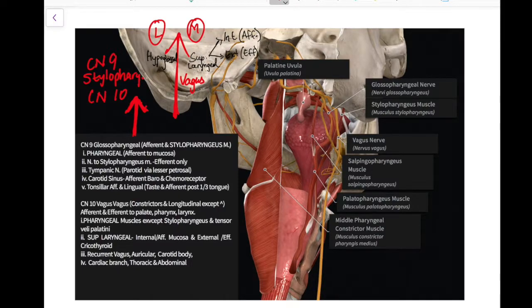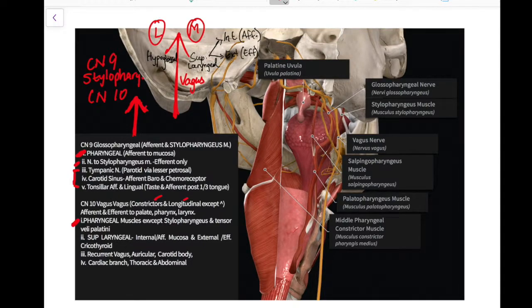Now going to the glossopharyngeal, number 9, it provides most of the afferent as well as the stylopharyngeus. We have pharyngeal branches right here, number 1. They provide afferent to the mucosa. We have an efferent to the stylopharyngeus muscle, the only muscle, and then some others, such as tympanic, carotid, and tonsillar branches. In vagus, we know we'll have most or all of the constrictors and the longitudinal muscles except stylopharyngeus. So here it provides all the pharyngeal muscles except stylopharyngeus and tensor veli palatini.